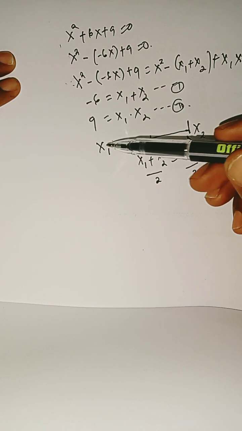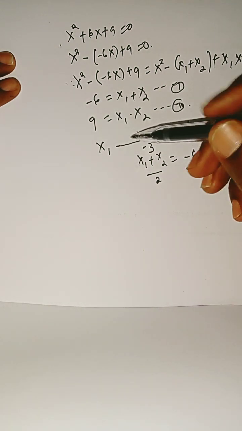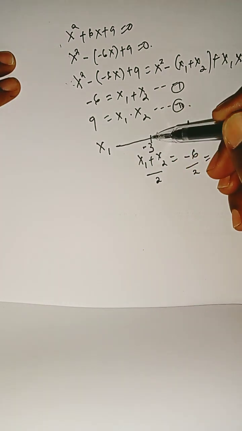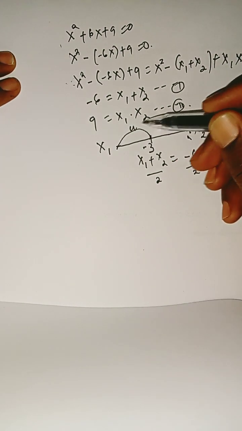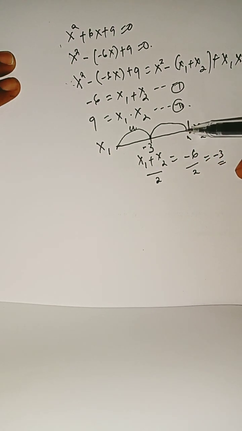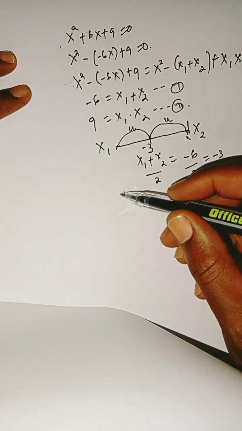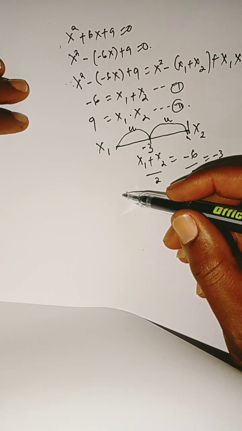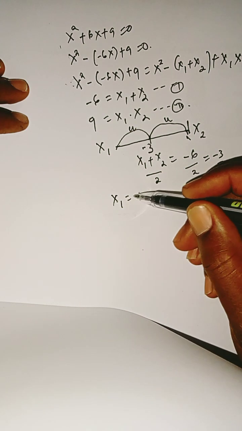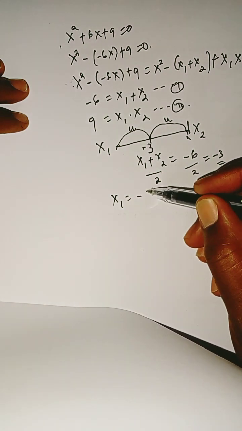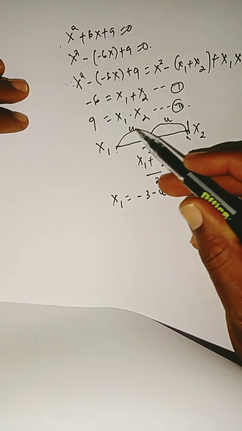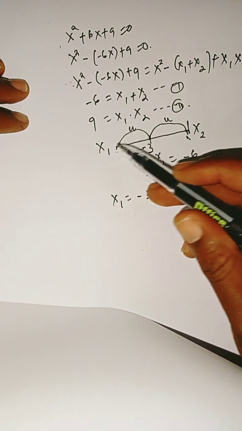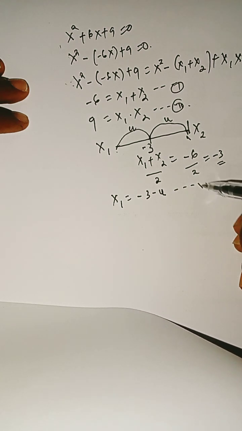So x1 is located some distance behind negative 3. Let's call this distance u, and it must be the same distance from here to where the other root is. The distance is always positive, so we take u to be positive. So x sub 1, we can rewrite in terms of u, as minus 3 minus u, so we subtract this distance from here, and we call that star.